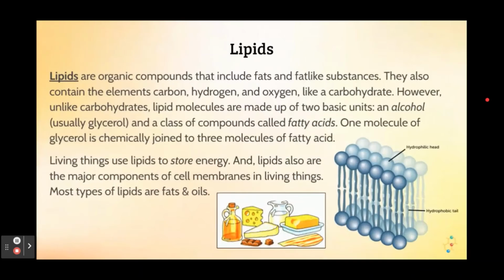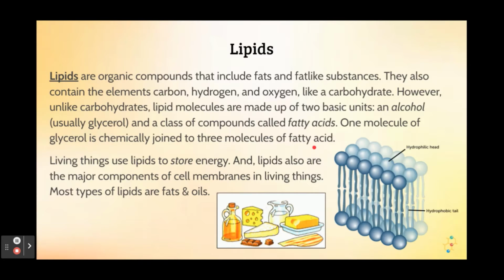All right, so next we have lipids. Lipids are organic compounds that include fat and fat-like substances. They also contain the elements carbon, hydrogen, and oxygen like carbohydrates. However, unlike carbohydrates, lipid molecules are made of two basic units: an alcohol, which is usually glycerol, and a class of compounds called fatty acids. One molecule of glycerol is chemically joined to three molecules of fatty acid, so a 1-to-3 ratio.